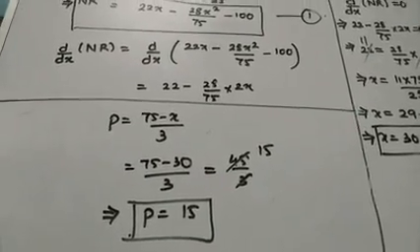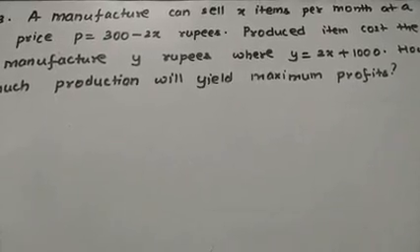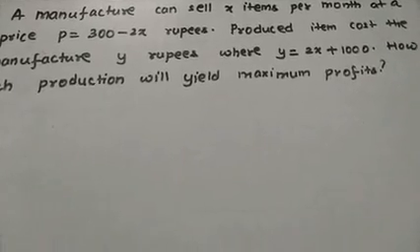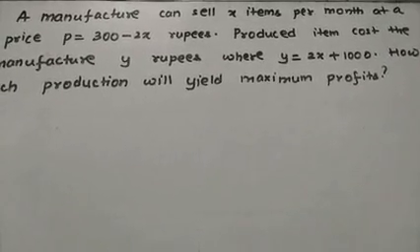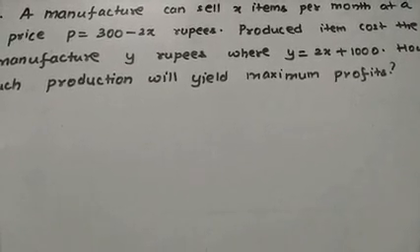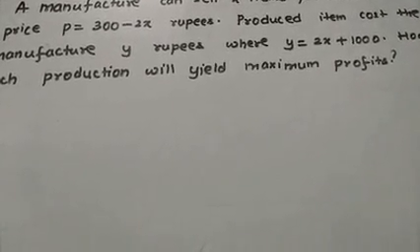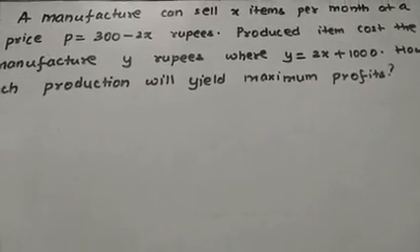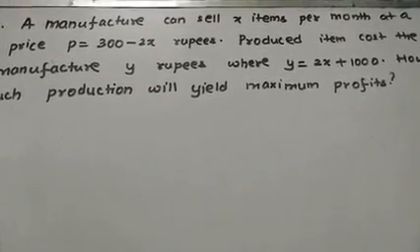So now let's proceed to question number 3. Okay, question number 3 says that a manufacturer can sell x items per month at a price p equals to 300 minus 2x. That means price is p, x is your, you can say, the output or demand. In case of revenue, it will treat it as demand.